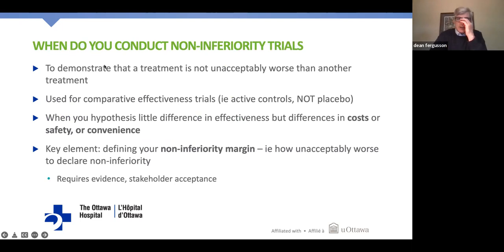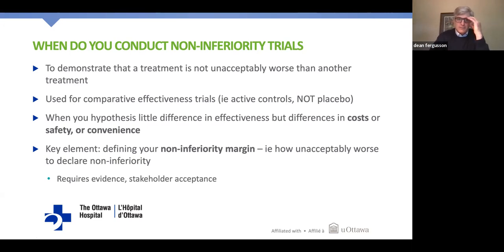So when do you conduct non-inferiority trials? Obviously, it's to demonstrate that a treatment is not unacceptably worse than another treatment. They're generally used for comparative effectiveness trials, meaning active controls. You wouldn't do them with a placebo; there'd be no sense comparing it to placebo. And when you hypothesize non-inferiority, or very little difference in effectiveness, but there are appreciable differences in costs, safety, convenience, dose reduction or intensity, then non-inferiority trials become the approach you want to take.